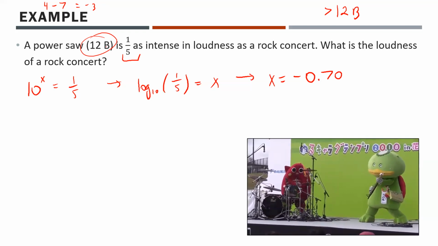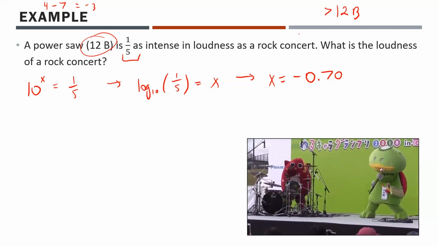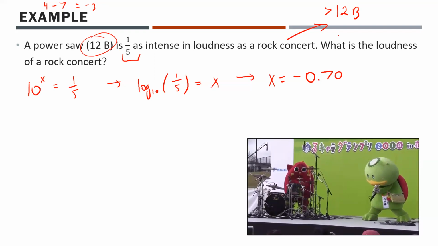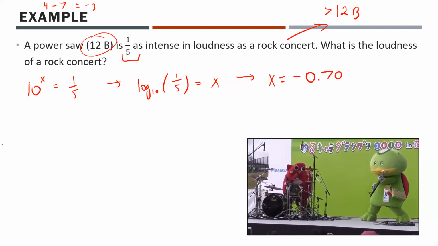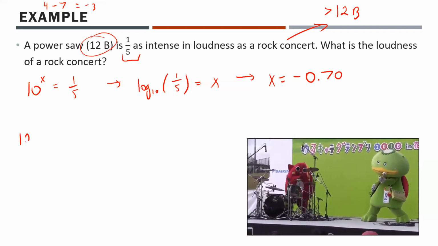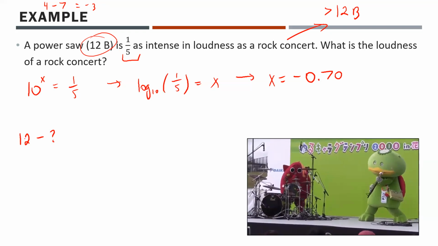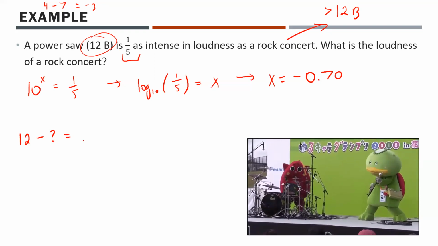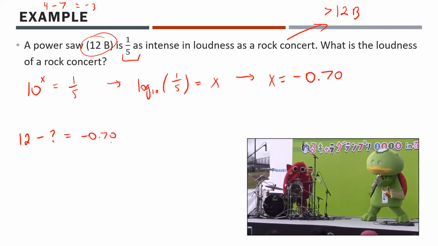Well, we know the power saw is not quite as loud as a rock concert. We know the rock concert has to be greater than 12 bells. Long story short, when I write this up now, I'm going to say this is 12 minus something, smaller number minus bigger number, equals -0.70.